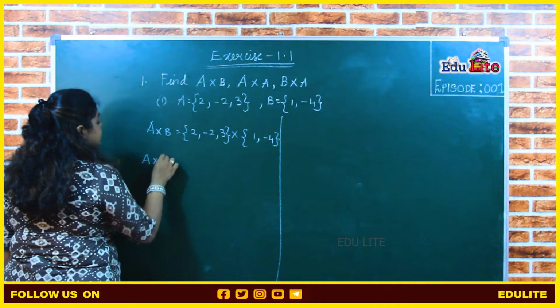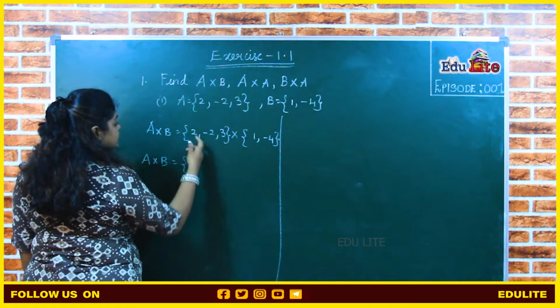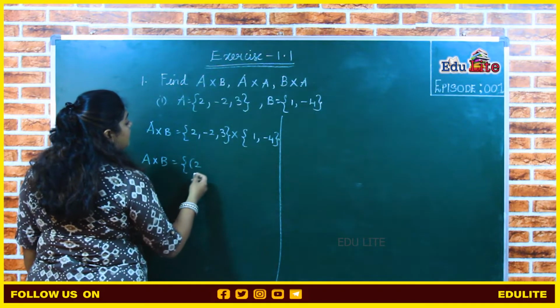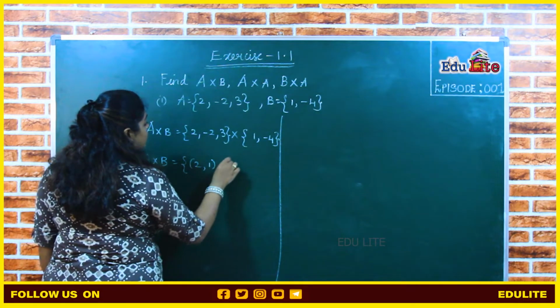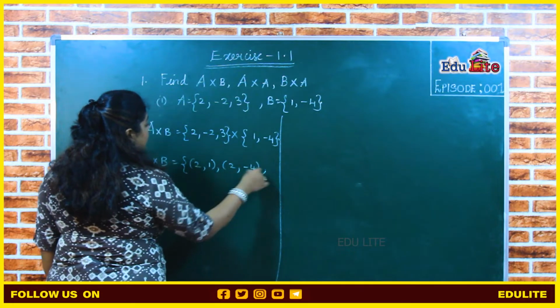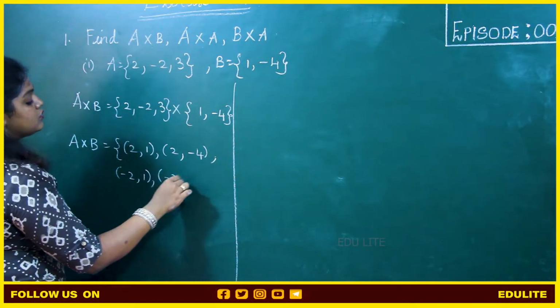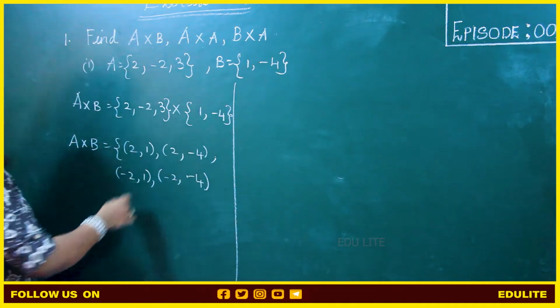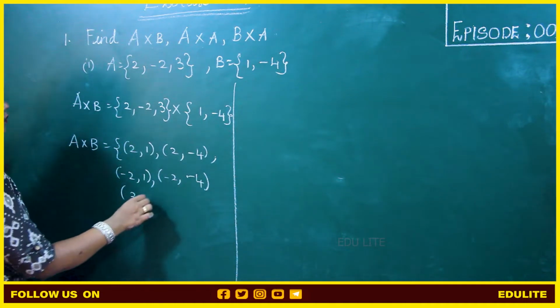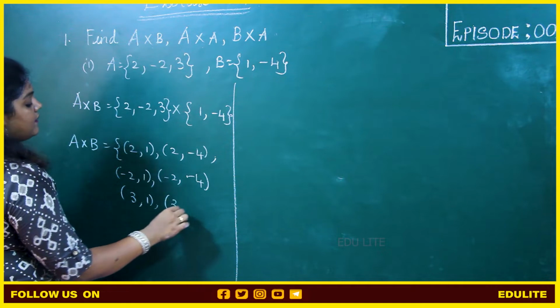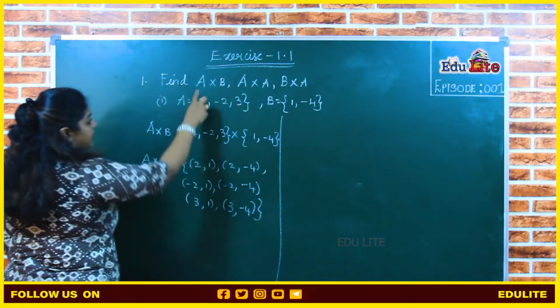A cross B is a Cartesian product. It can be written as the set of all ordered pairs. First taking element 2, pairing it with all the elements in B: (2, 1), (2, -4). Next taking the second element, -2: (-2, 1), (-2, -4). Next taking the third element, 3: (3, 1) and (3, -4). So we have found A cross B.